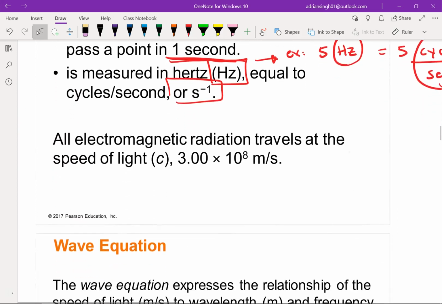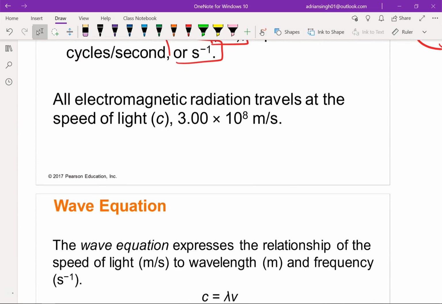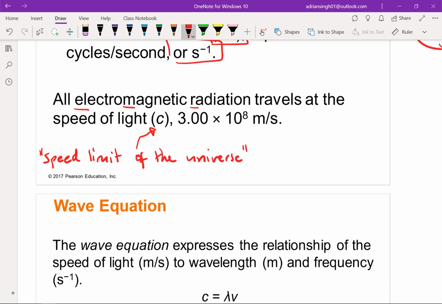The other thing we can use when we start looking at waves generally, in addition to their wavelength and frequency, is the speed at which all electromagnetic radiation travels. All EM radiation travels at the speed of light, which has the symbol c, and you can think of this as the speed limit of the universe. And that's very, very fast. Light moves at an incredible speed. And light, as we said, is an example of EM radiation. All EM radiation moves at the speed 3.00 times 10 to the 8 meters per second. So that's 300 million meters per second. Think about that for a second. That's extremely fast.